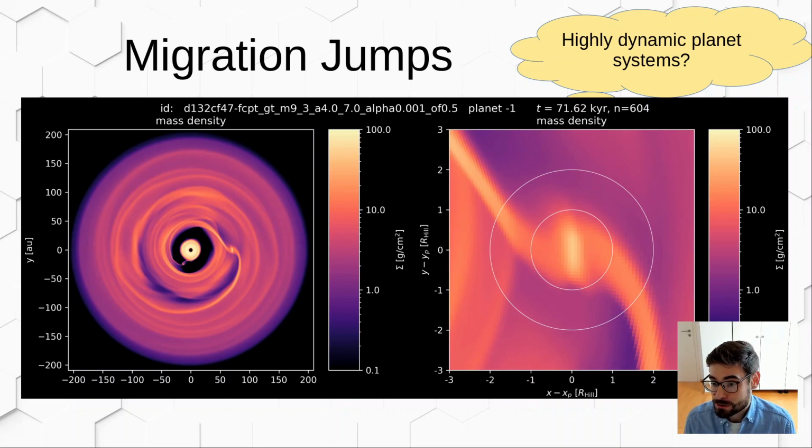Now, maybe in your research, your projects, you want to simulate highly dynamic planet systems, then FargoCPT would be an excellent choice. Coming back to the mass inside of the Hill sphere, so the inner circle, there's lots of mass, and in nature you would expect this to accrete onto the planet. So on the next slide, I want to talk a bit about accretion onto the planet and how this might be useful to you.